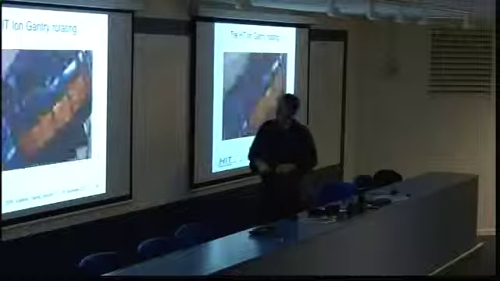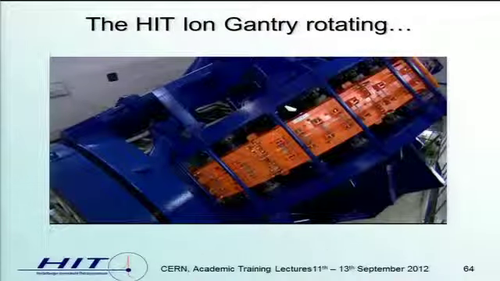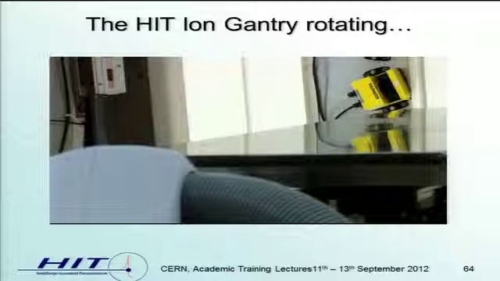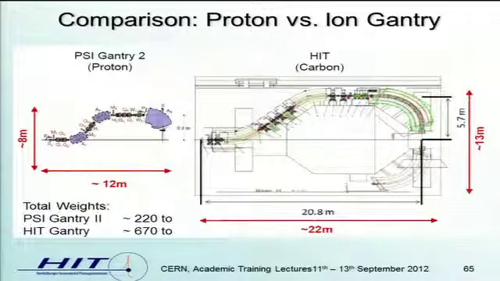And you can see the big machine rotating in this small video, so outside and inside. Okay, this was at the time where not all of the devices were fixed in. Well, you can compare now the size of such gantries, and well, it's a story. This is the PSI gantry 2, 12 meters long, 8 meters in diameter, and we are much larger, and the weight scales by a factor of 3.